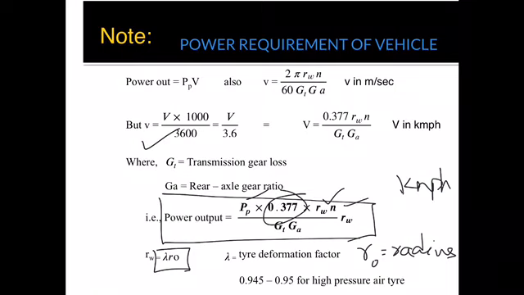And N is the number of revolutions per minute, that is, the number of rotations of your wheels per minute, divided by GT into GA. GT is the transmission gear loss and GA is the rear axle gear ratio. So calculate the power output using this formula. We do have numericals based on calculating the power performance of vehicles, which we will discuss in the further classes. Thank you.